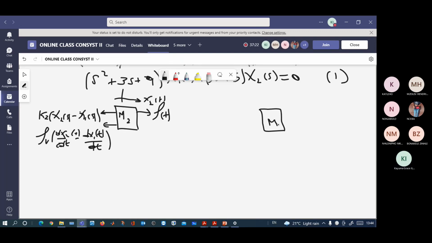M1, 2. Okay. So we have here F of S, and on this side here it's going to be K2 times X2 S minus X1 S. We can open the bracket here.